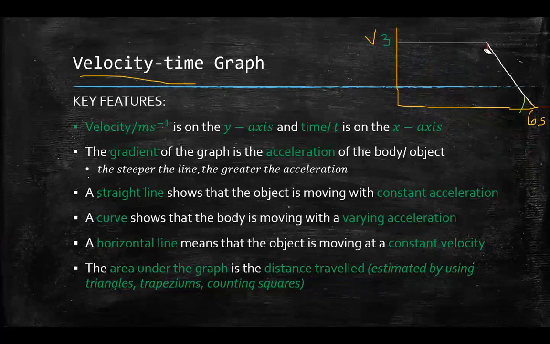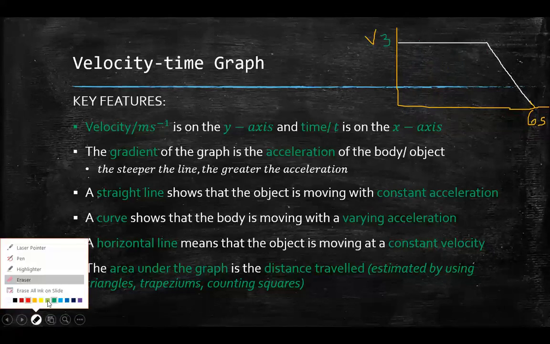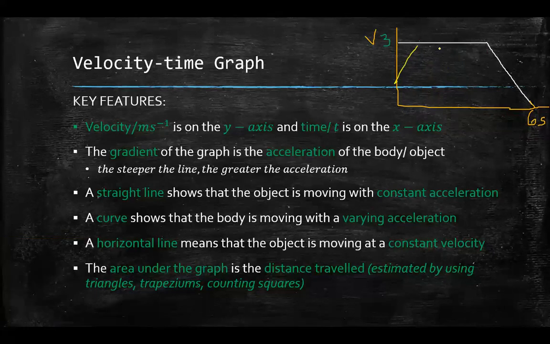Now let's say this is the graph they gave you, a velocity time graph, and they ask you to find the distance traveled. The minute you see a velocity time graph and they ask you to find distance traveled, that's the area under the graph. So let me highlight the area here. This whole thing here, this whole area I need to find.